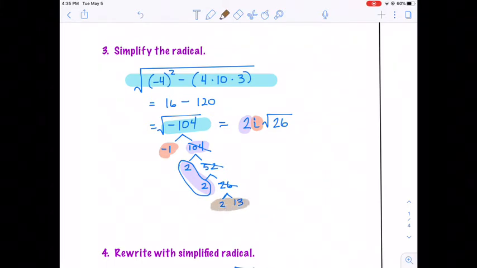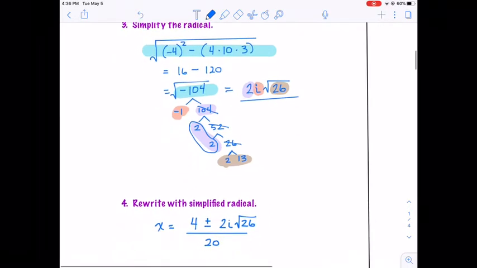And I also have 2 times 13 left. Both of those have no partner, nothing that's exactly like it. So the 2 times 13 I left inside the radical and multiplied them to get 26. Therefore, my simplified radical is 2i square root of 26.